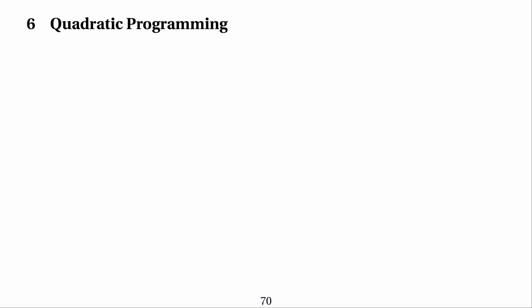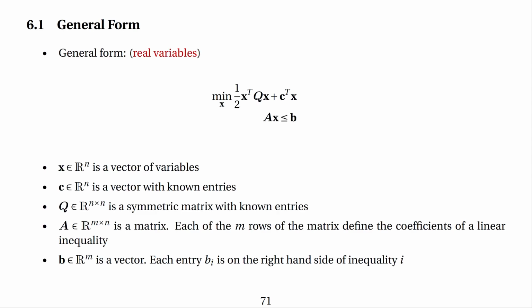Finally, we would like to talk about quadratic programming. We start out explaining quadratic programming using real variables. The variables that are being used are denoted by x, and x is a vector in Rn, a vector of real variables.